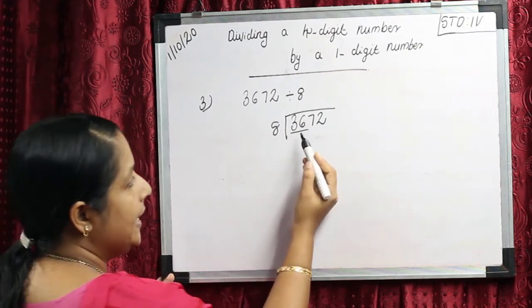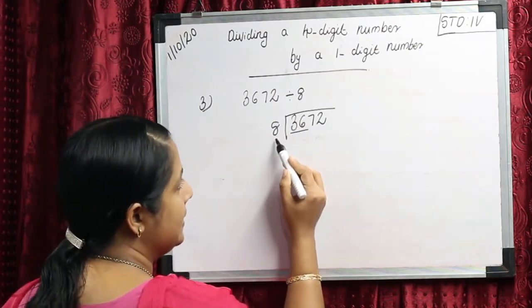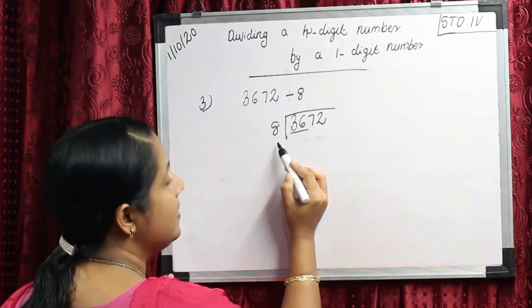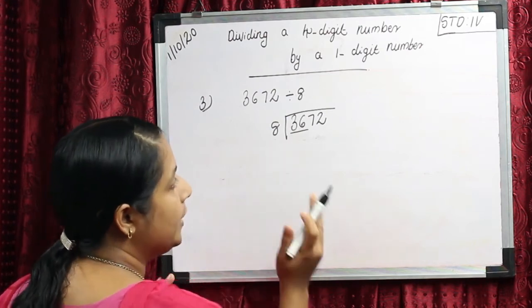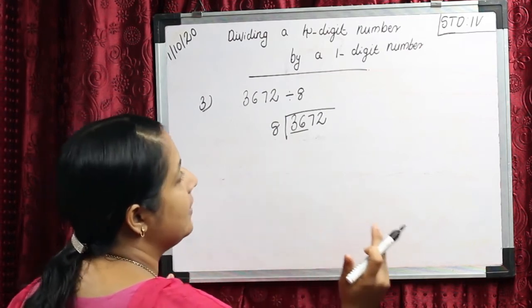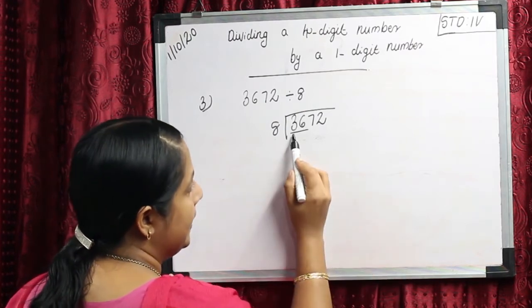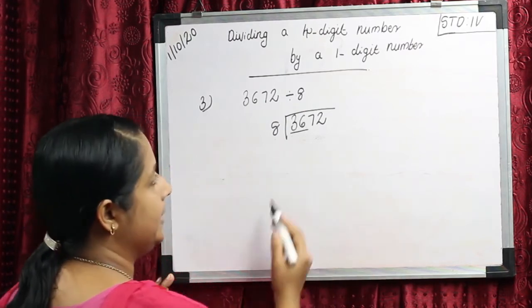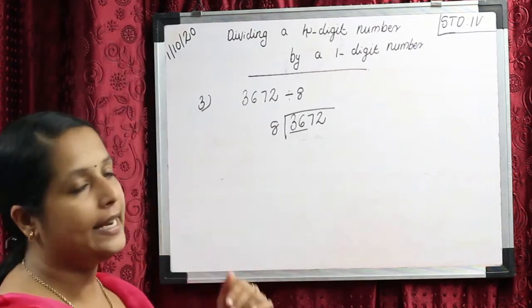First we are taking the number 3. 3 is less than 8. So there is no 3 in the table of 8. So we are considering the two values together, 36. So in 8's table, is there 36?